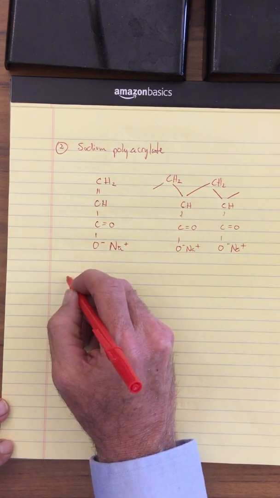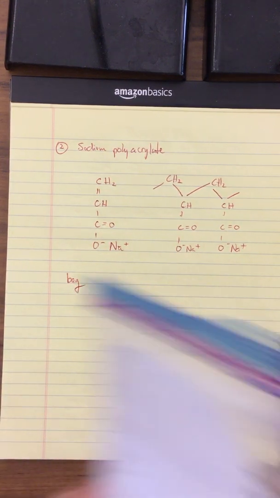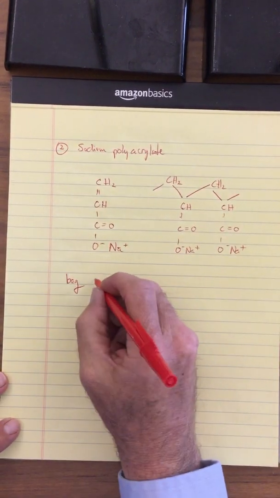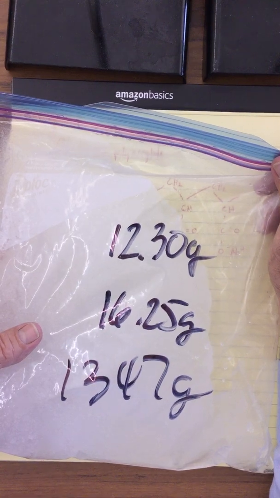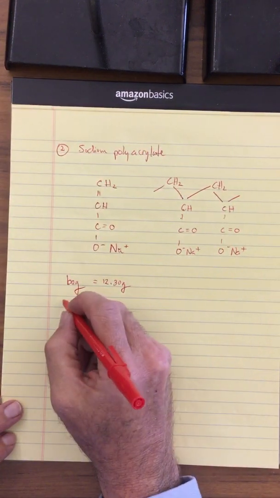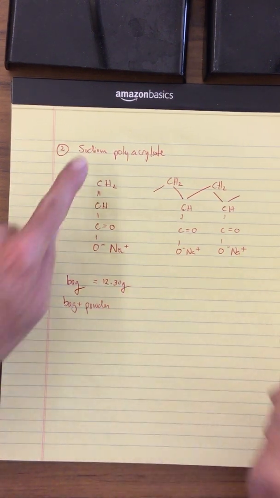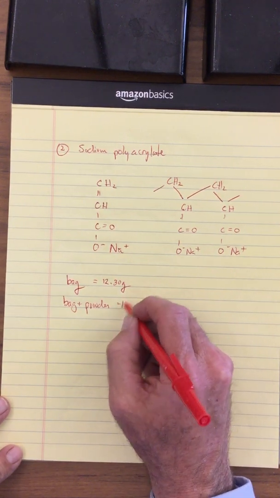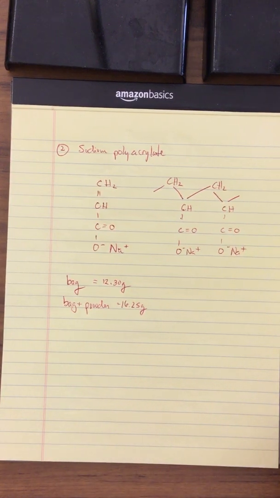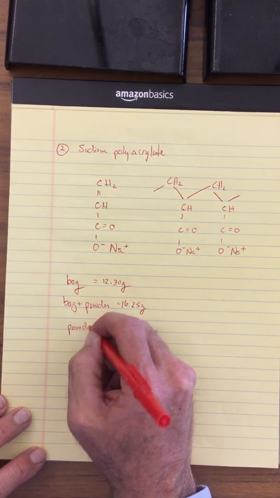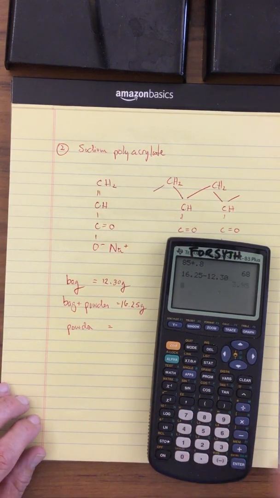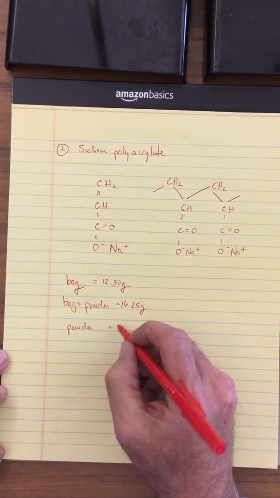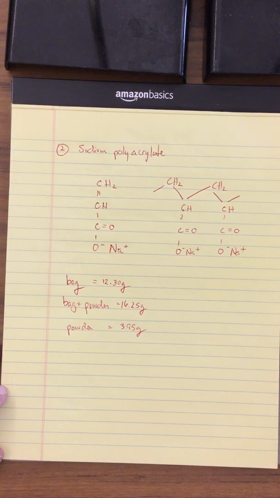So let's take a look and see how much the bag weighed. The bag weighed a total of 12.30 grams. The bag and the powder weighed 16.25 grams. So we have the bag plus the powder, which was the sodium polyacrylate, and this was 16.25 grams. Okay, so how much was just the powder? Well, we have to subtract those. How much was the sodium polyacrylate? We get a calculator. We have 16.25 minus 12.30, and we get 3.95. So we had 3.95 grams of powder.